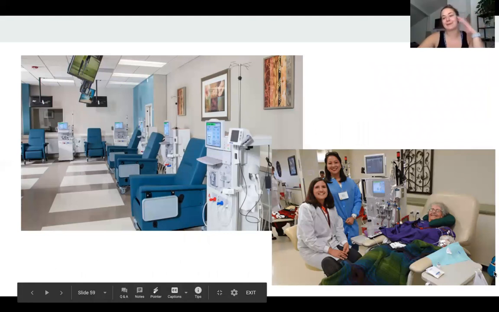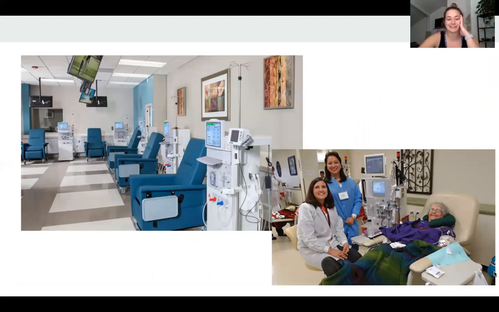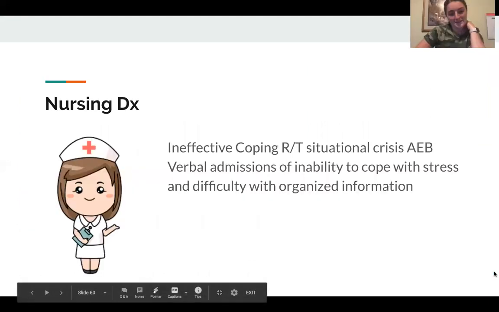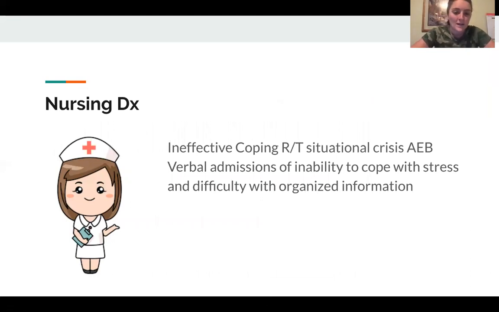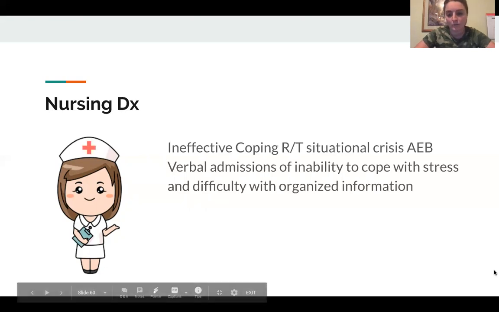This is just kind of what the dialysis clinics look like, and I just love this picture of this lady, snug as a little bug in a rug, getting her dialysis. So at this point, things are getting kind of scary for Joseph. Our nursing diagnosis is ineffective coping related to situational crisis, as evidenced by verbal admissions of inability to cope with stress and difficulty with organized information.